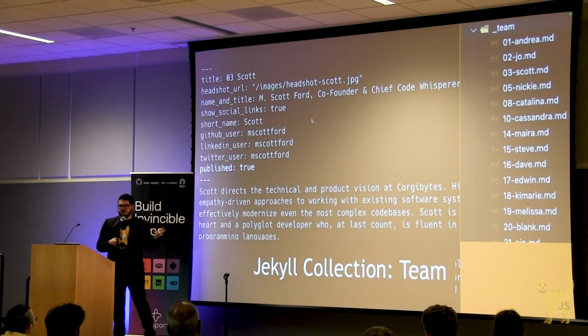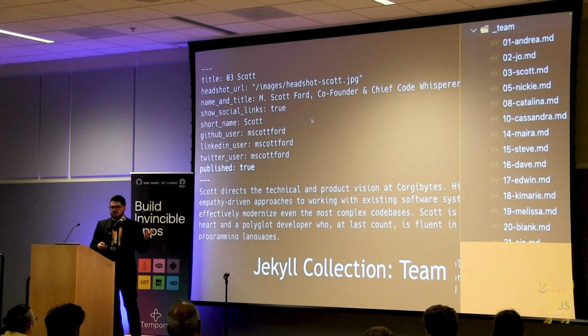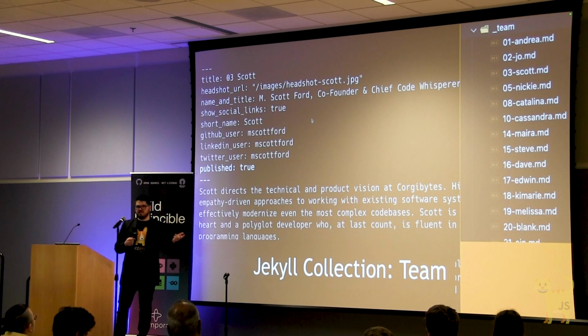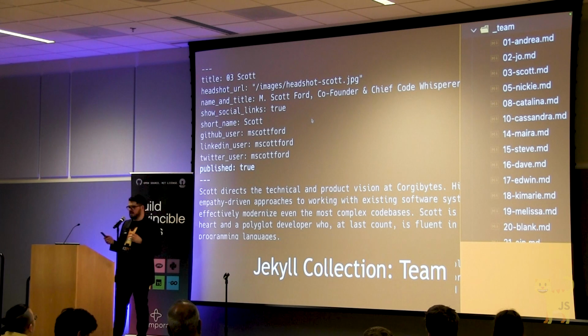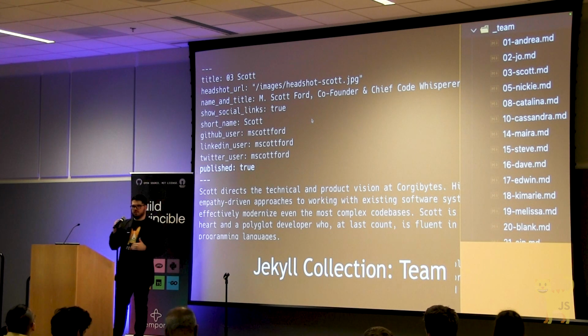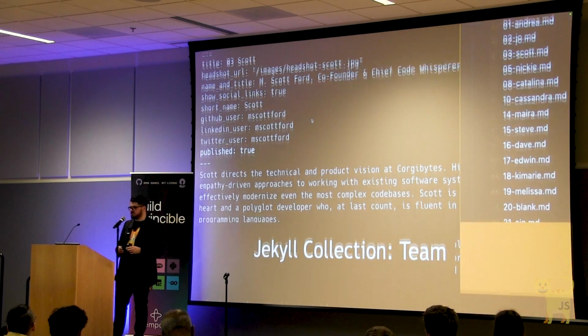So this is an example of a Jekyll collection. This is the Jekyll collection for our team. Here you can see the team folder and the different markdown files that are in it. And then here's the markdown file for me. You've got the attributes at the top, and then the bio as the body in the markdown file.